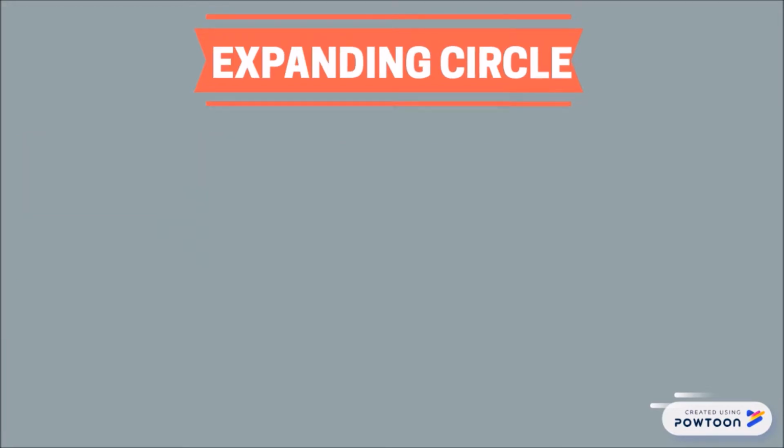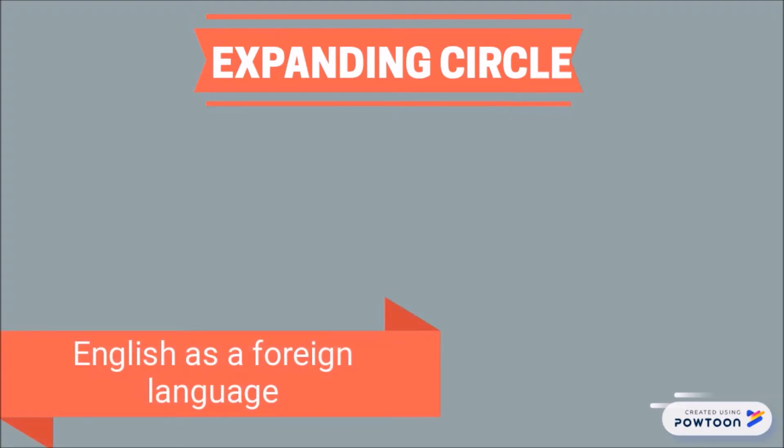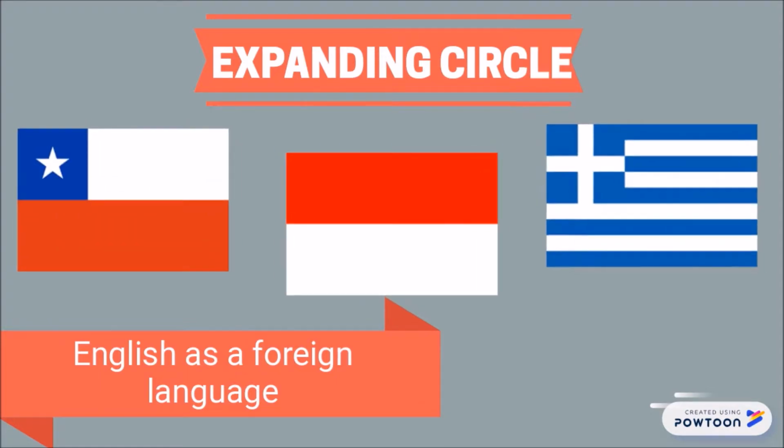countries like Hong Kong, Singapore, and Egypt. The expanding circle covers, in the case of English, those countries that recognize English as the most important international language, but have not been colonized by any Anglo-Saxon power. While English does not exert any specific function in the public administration, it is taught as the most important foreign language, countries like Chile, Indonesia, and Greece.